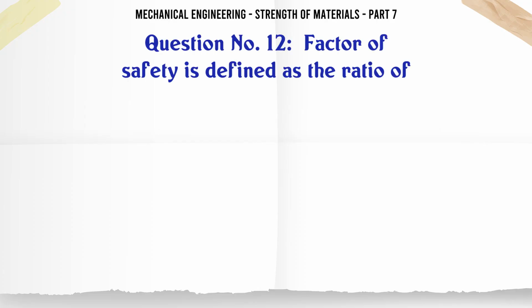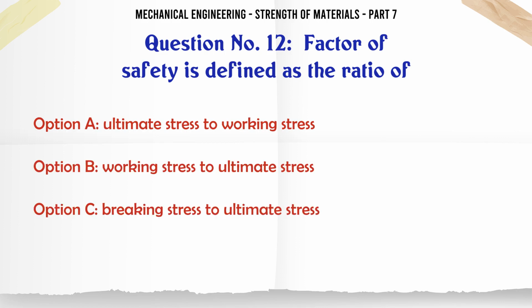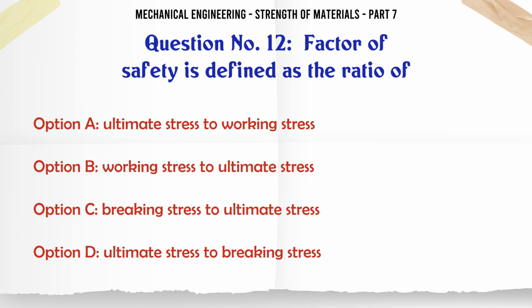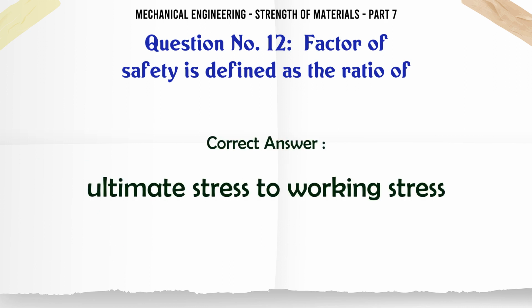Factor of safety is defined as the ratio of A. ultimate stress to working stress, B. working stress to ultimate stress, C. breaking stress to ultimate stress, D. ultimate stress to breaking stress. The correct answer is ultimate stress to working stress.